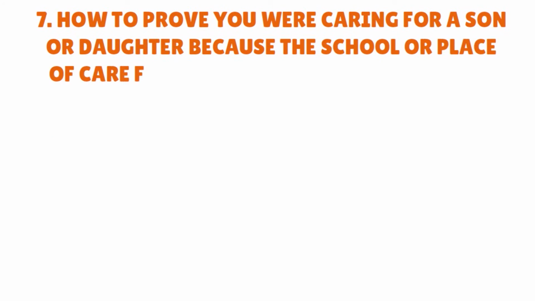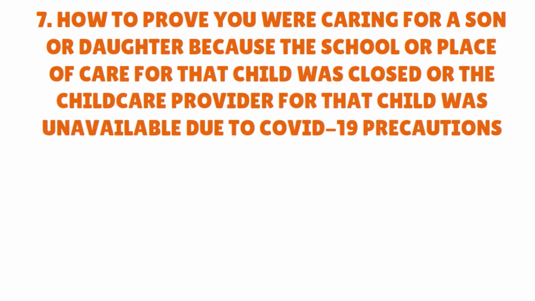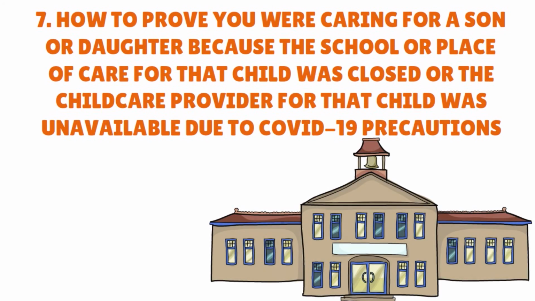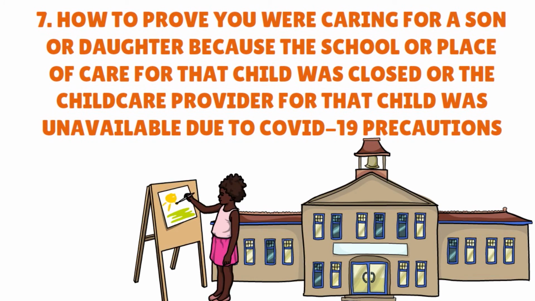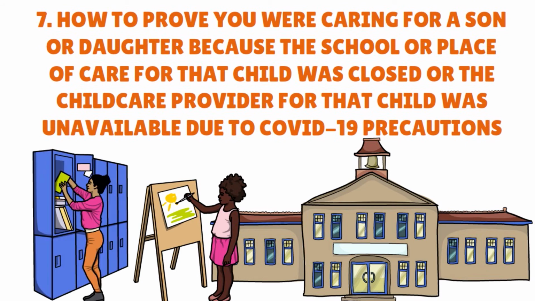Number 7, how do you prove that you are caring for a son or daughter because the school or place of care for that child was closed or the child care provider for that child was unavailable due to COVID-19 precautions? Now, the thing here is that you have to show evidence of the government's order applicable from April 1st, 2020 through December 31st, 2020. You got to show that the government's order applied to the area where the school or place of care for that child is located. You got to show that the government's order applied to the school or place of care for that child.